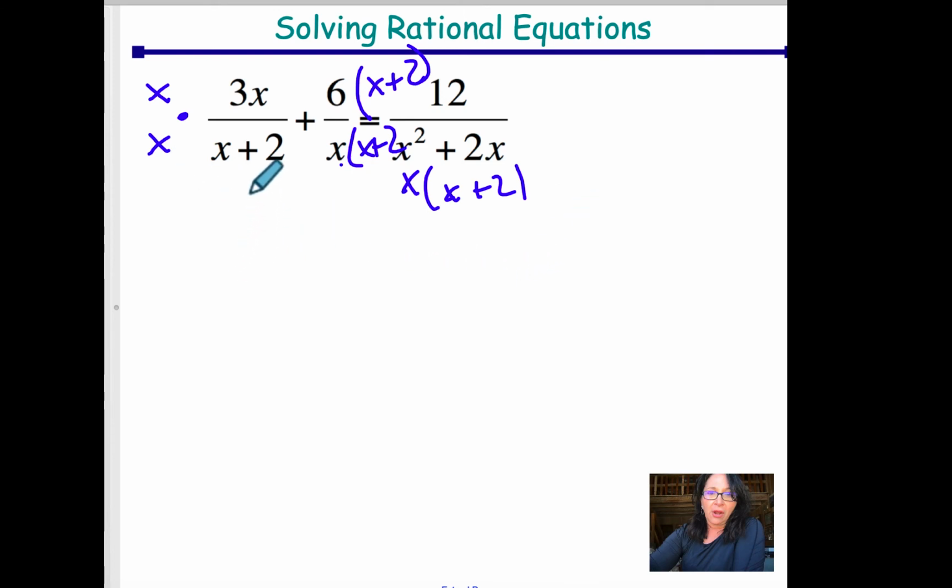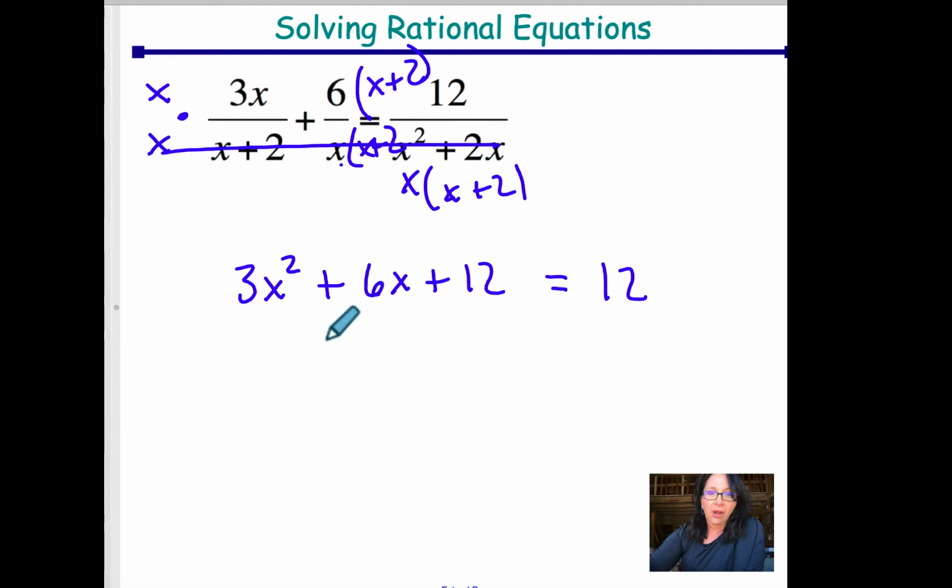For my numerator, I'm going to multiply through x times that, so I get 3x squared, plus, now I'm going to distribute, I get 6x plus 12, and that's equal to 12. And what it looks like now is that all my denominators are going to cancel because now they're all the same. I'm going to set this equal to 0 because it is quadratic, but when I move the 12 over, that is going to cancel both of those 12s. So I have 3x squared plus 6x.